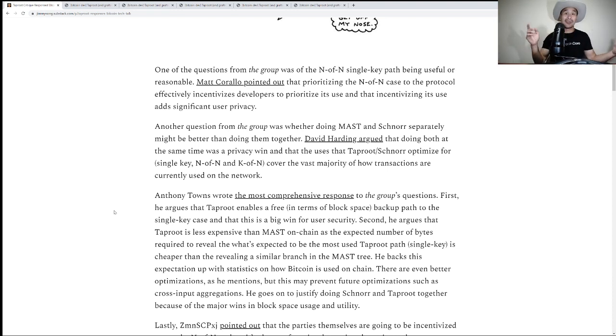And that's a very good thing, because in turn, that means that more people are going to have additional privacy because developers will be writing this. And that's a very, very good thing.